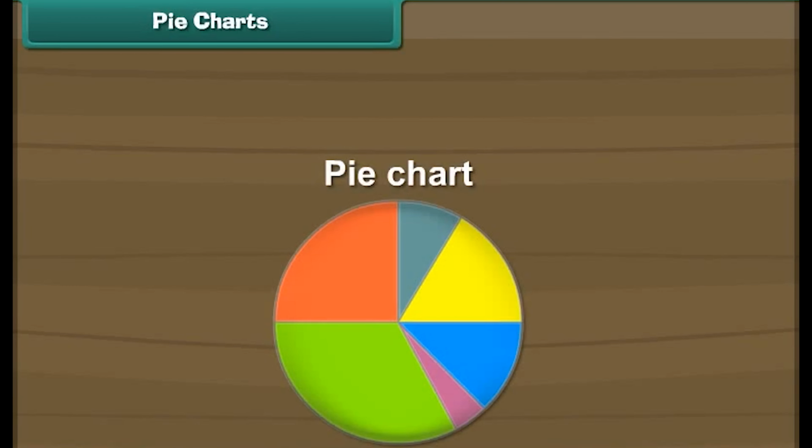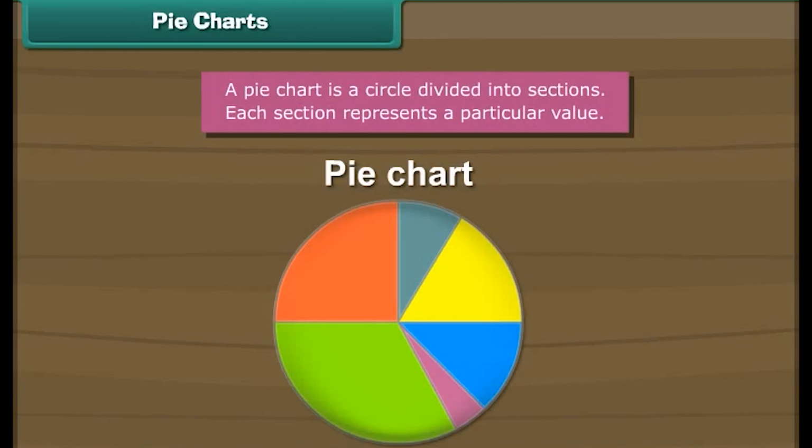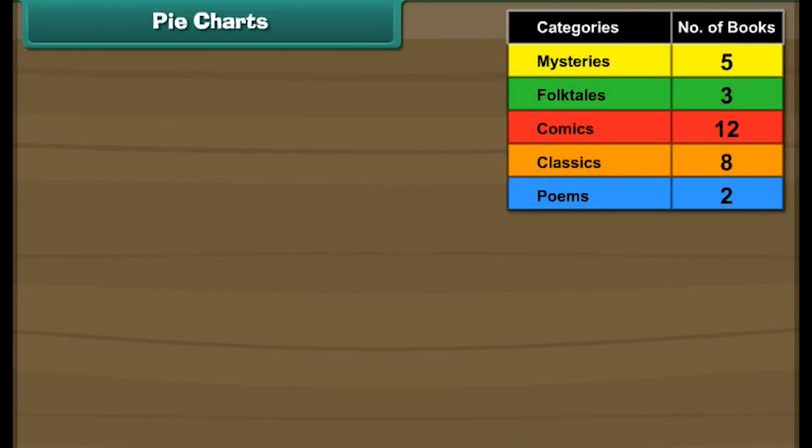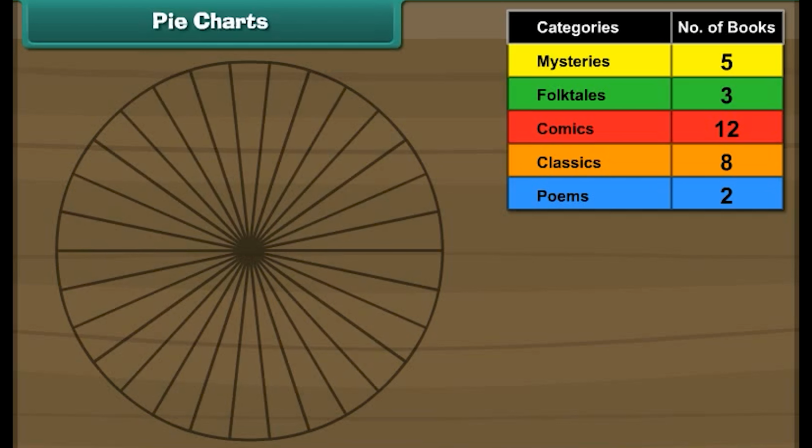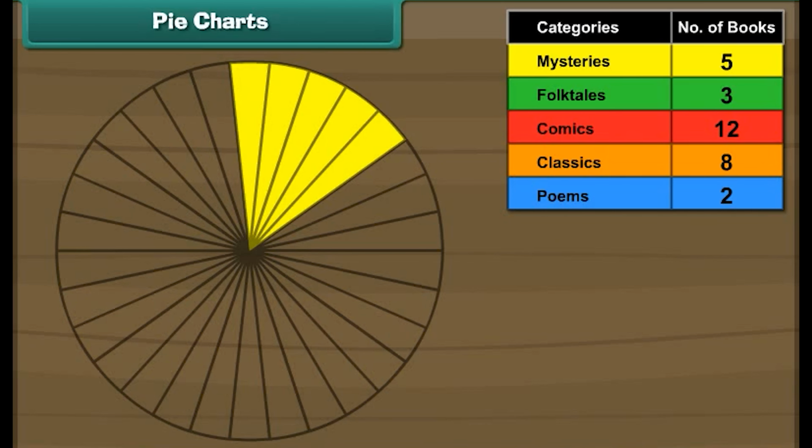Pie charts. A pie chart is a circle divided into sections. Each section represents a particular value. Let us now organize Ravi's data with the help of a pie chart. Here is a circle divided into 30 sections. Each section represents a book. Let us color 5 adjacent sections yellow and write mysteries. Let us now color the next 3 adjacent sections green and write folk tales.